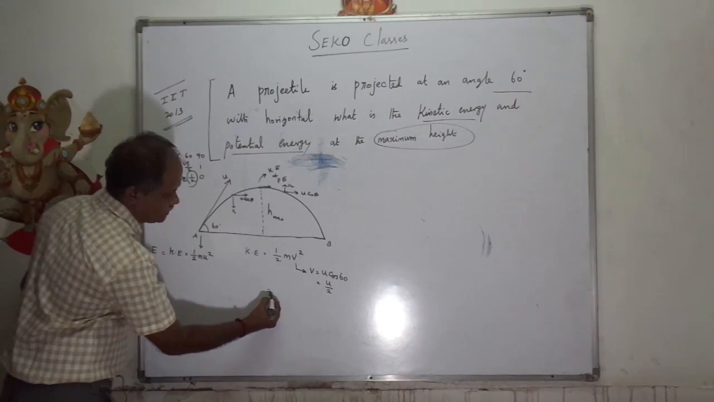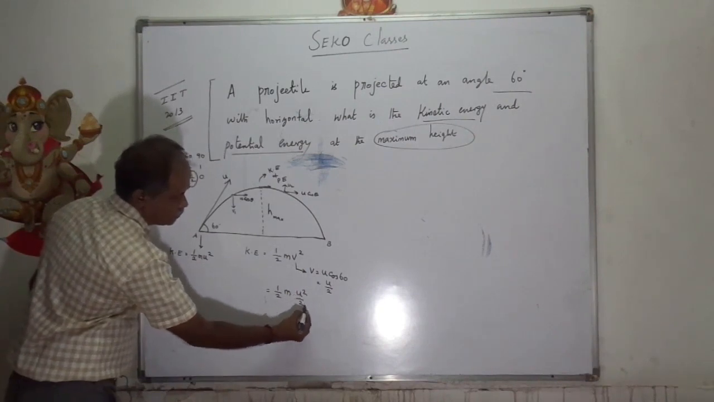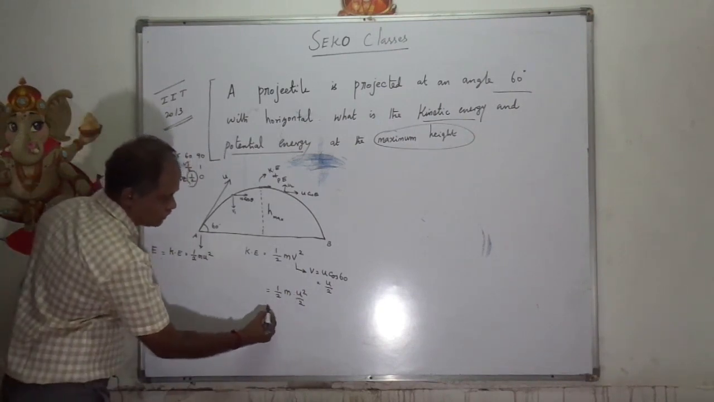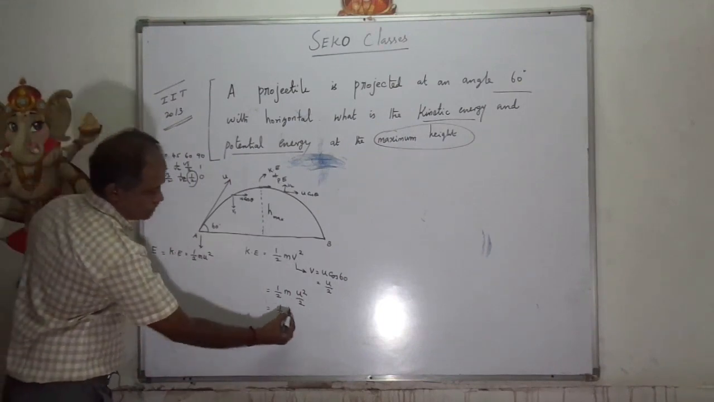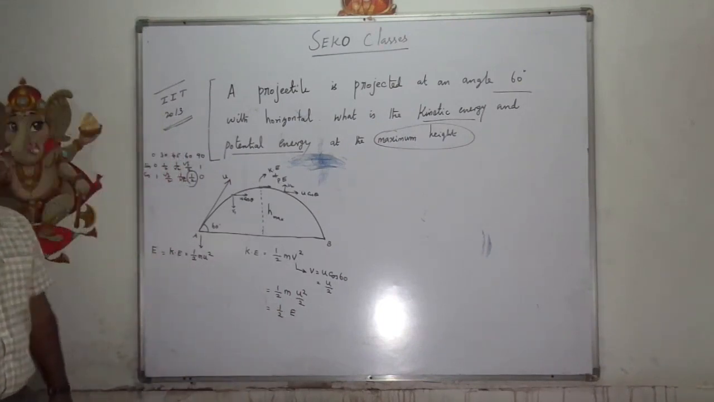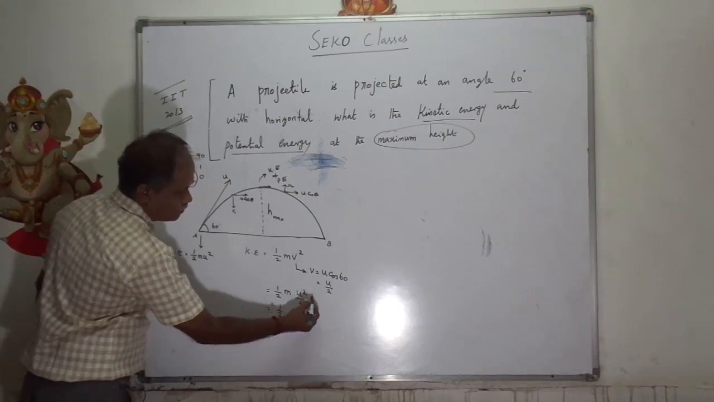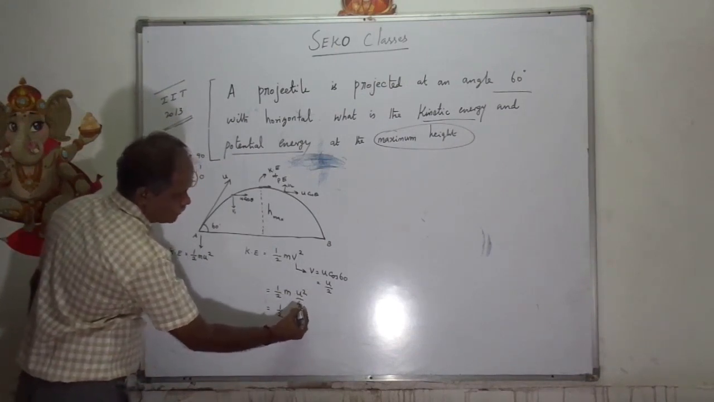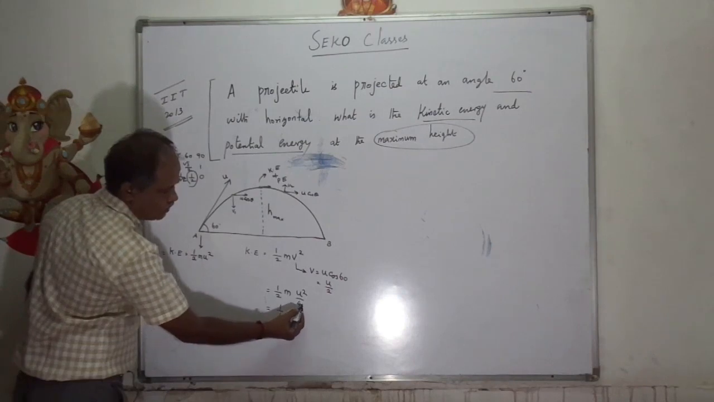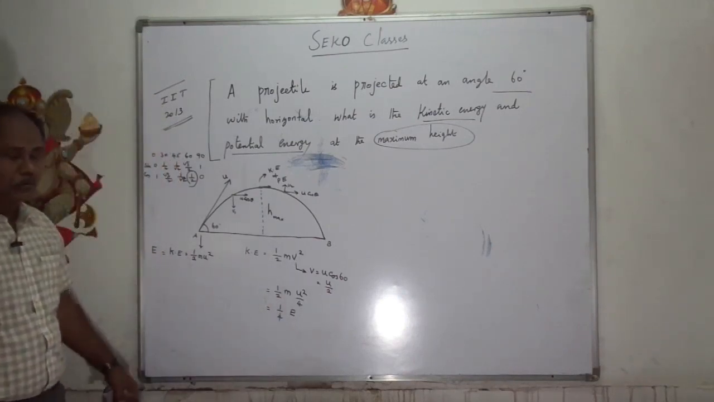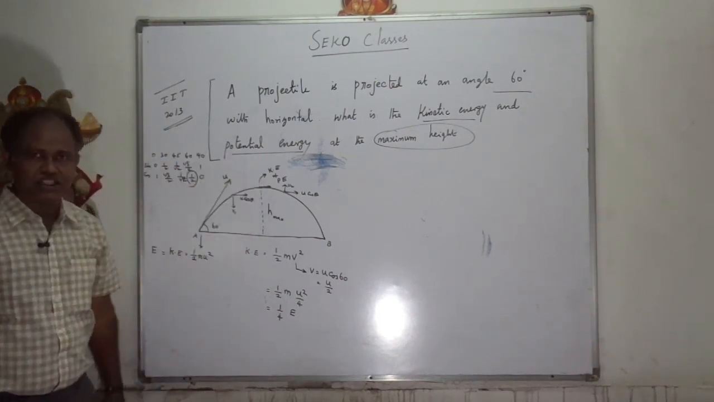Then the kinetic energy here is 1 by 2 m, and instead of v square, that is u square by 4. Bringing the 4 out, we get 1 by 4 of 1 by 2 m u square, which is nothing but the initial kinetic energy E. So V is u cos theta, squared, that is u square by 4. That is 1 by 4th of the initial kinetic energy at that particular point.